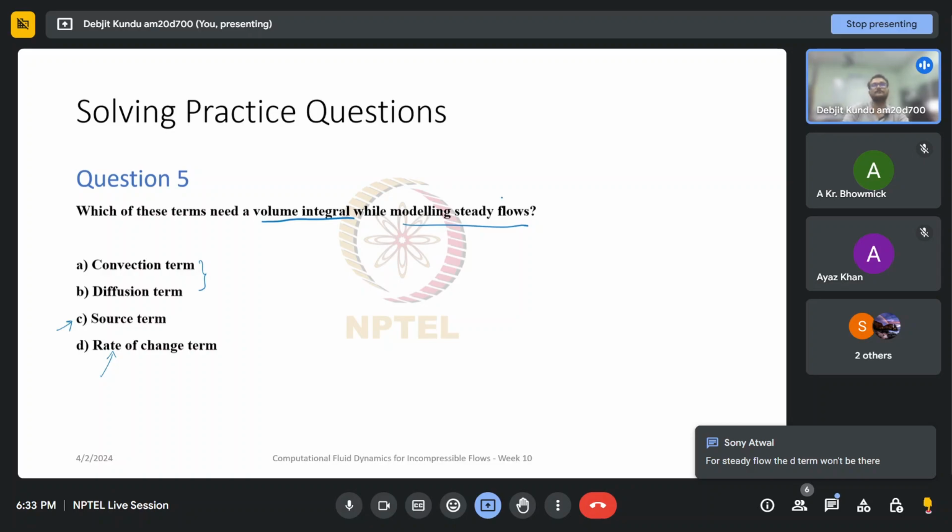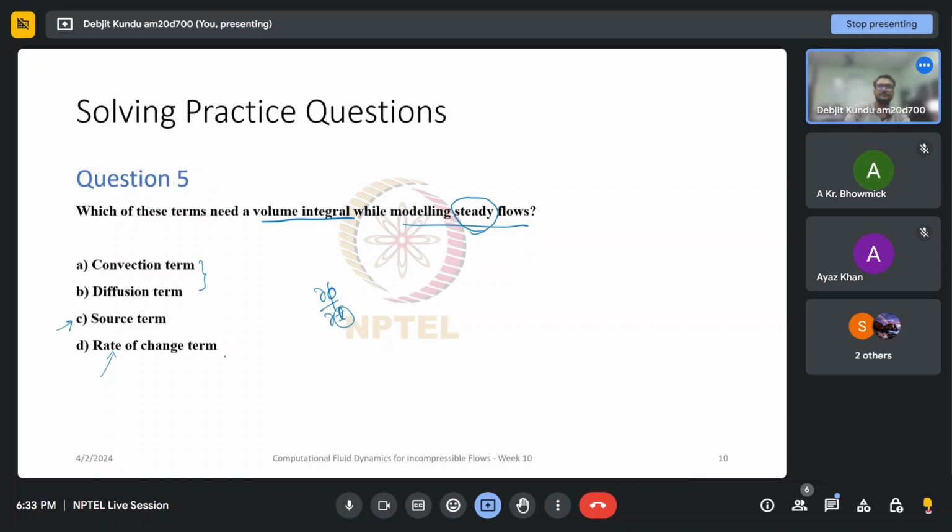Correct. So for steady flow, reading the question carefully matters. For steady flow, there won't be dou phi dou t. All the derivatives with respect to time would disappear. That's why this won't be there and the source term would be there. So that's why only option C is the correct answer. So you have to be careful. If it was a multiple option correct question, then there is a risk of selecting this one as well, but that won't be correct.